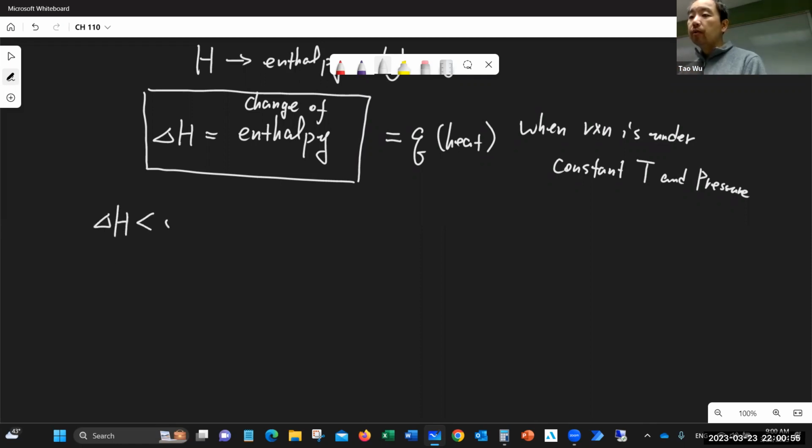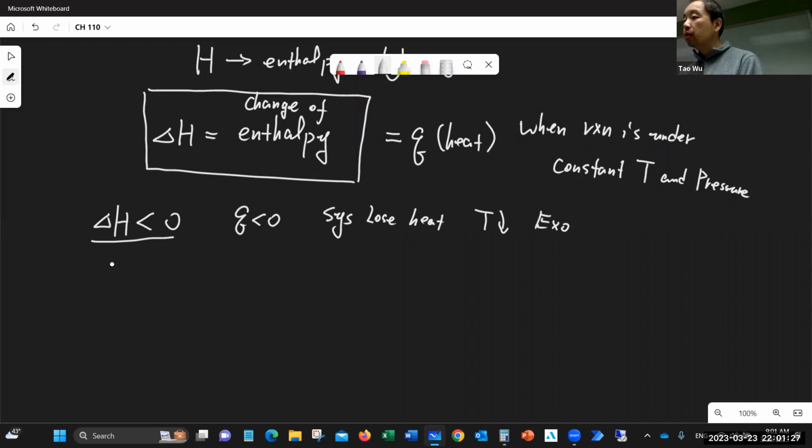So delta H smaller than 0 is just equal to Q smaller than 0. Those are the same thing, okay? Q smaller than 0 is equal to delta H smaller than 0, and this is talking about the system losing heat. When the system loses heat, the temperature goes down, and this is exothermic. So delta H smaller than 0 means an exothermic process, or exothermic reactions.